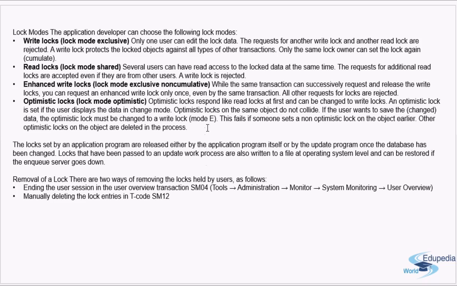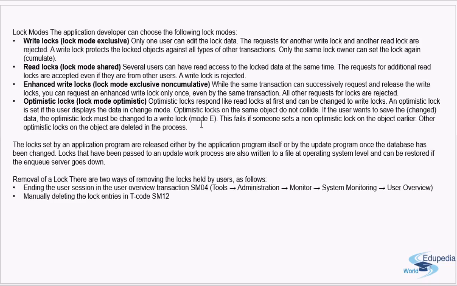So optimistic lock means you have opened some screen in change mode in the transaction, and in the next screen you are trying to do some read action. First it's internally read, but the overall transaction is in change mode, so that is somewhat like an optimistic lock. This optimistic lock will later be changed to a write lock. That type of lock is known as an optimistic lock. If somebody sets a non-optimistic lock like a read or a write lock, then this optimistic lock will be deleted in that process.